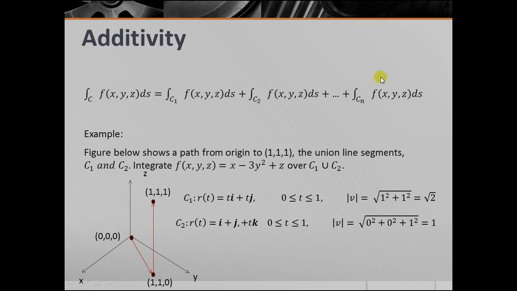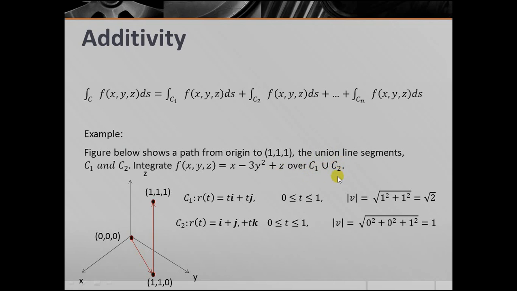One useful property of line integrals is that the integration of a function over a curve C can be the sum of the integrals over the smaller curves that make up the curve C. Therefore, we have a formula here. Let's do an example to get an insight into it. The figure below shows a path from the origin to point (1,1,1). The path is the union of line segments C1 and C2. We need to integrate f(x,y,z) equal to x minus 3y squared plus z over the union of these line segments.